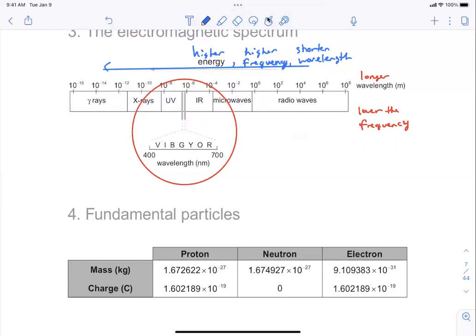Whereas gamma waves and X-rays are really high-powered energy, and the frequency is so high it can pass through your body. That's why X-rays actually work, because the frequency is so high it's able to oscillate through your skin layer, so you can actually see into your body.